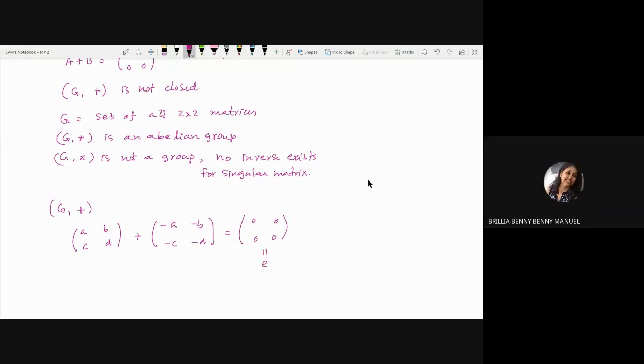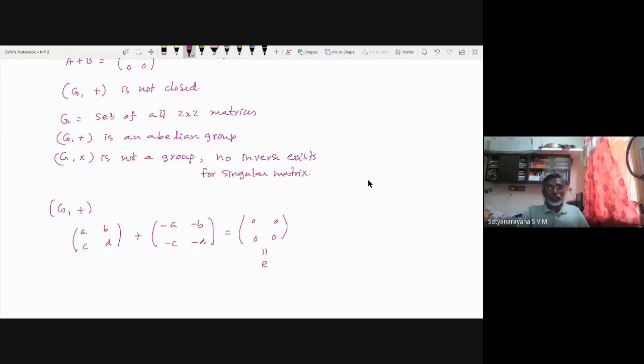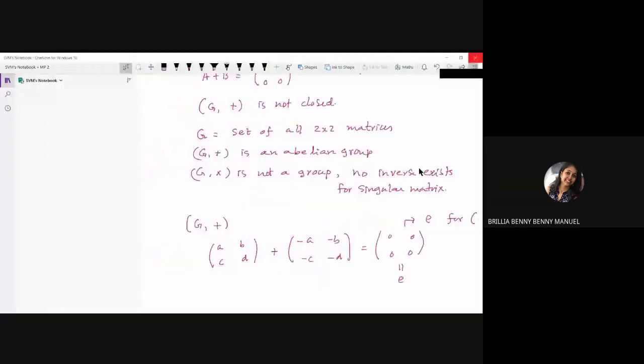So the inverse exists because it is addition, not multiplication. This is the identity for G plus, not 1001. 1001 is the identity for G matrix multiplication. Fine. Okay, sir, understood.